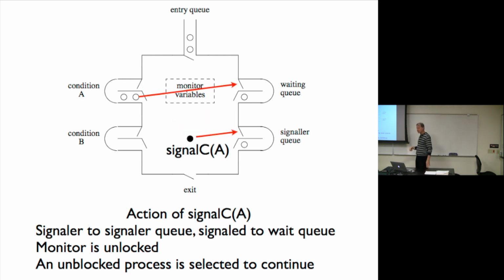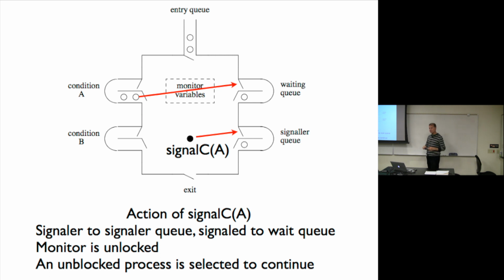And here's the action of signal C. So look, the signaler goes to the signaler queue, boom, there he goes to here. If he signaled A, then the signaled, the first one in condition queue A, the queue for condition variable A, goes to the waiting queue, the monitor is unlocked, and an unblocked process is selected to continue. So does everybody see that that's what happens in general?